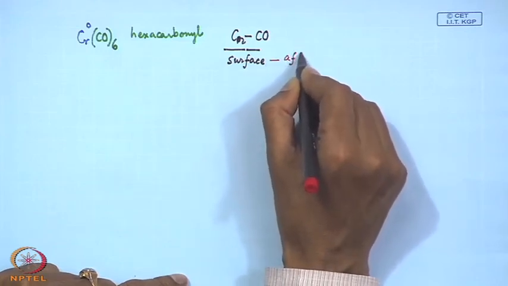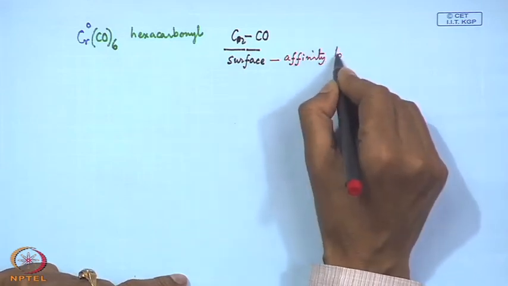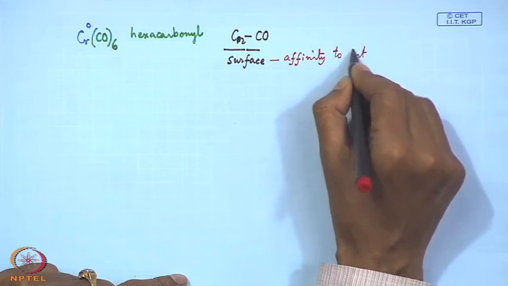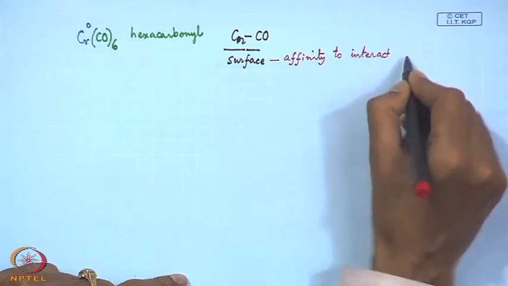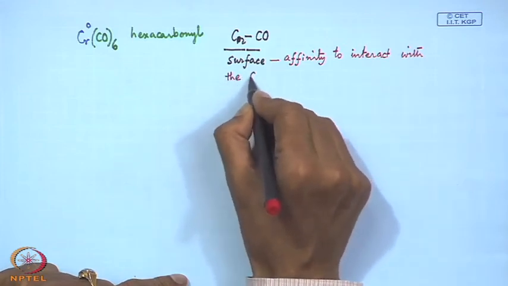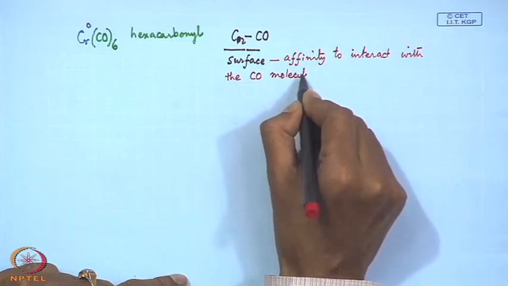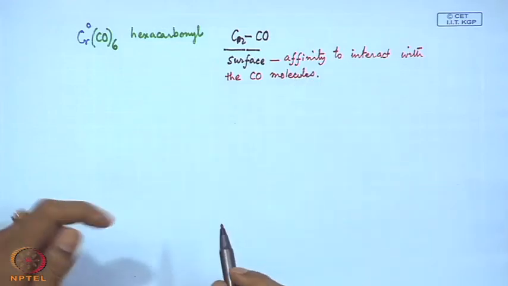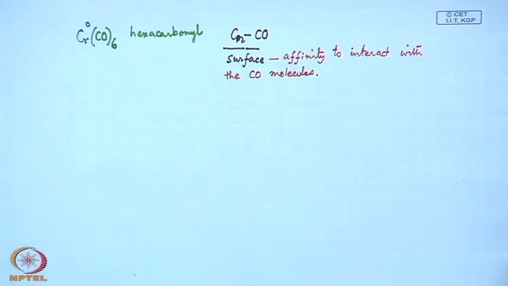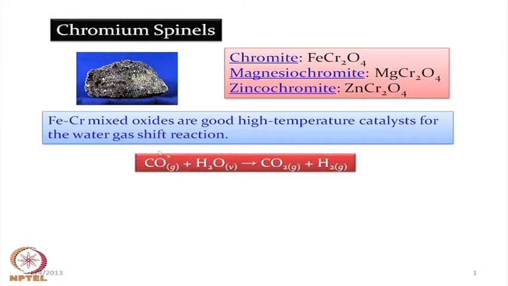So, the surface shows some affinity to interact with the carbon monoxide molecules. So, they are showing some kind of interaction, and this interaction is taking place, and we can see that the corresponding water gas shift reaction we can have.